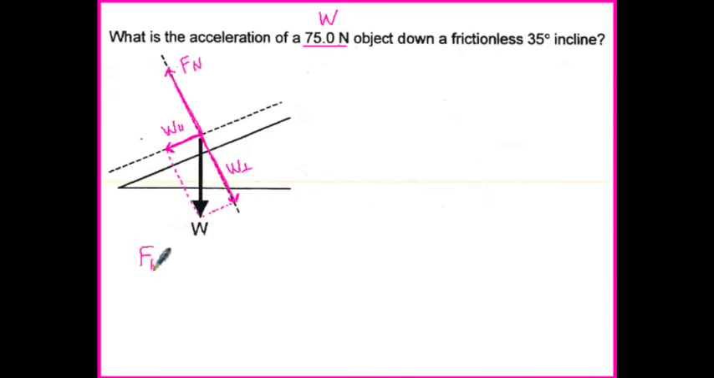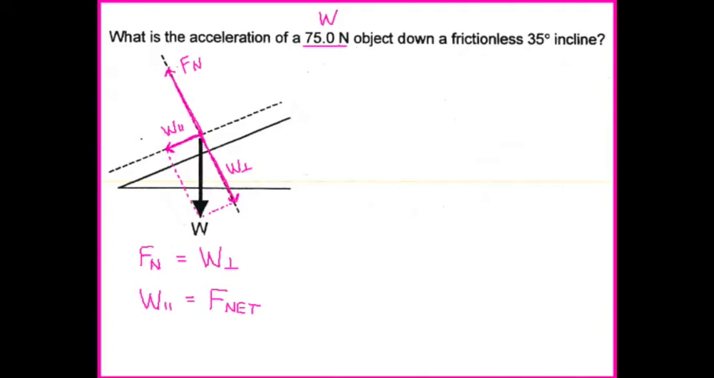So in this problem, the normal force equals weight perpendicular. That's a new one. And weight parallel equals the net force. That's the force that doesn't cancel out. That would be the force that causes it to accelerate. You don't have to push on something for it to accelerate down the ramp. A component of its weight accelerates it down the ramp. So we have to start by breaking that weight into components.